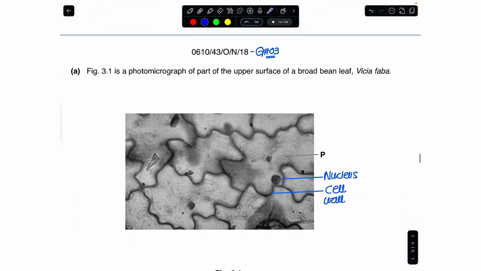If I were to come to this other question, this appeared in October November of 2018, and your variant for the theory was 4.3, and in your exam this was question number 3. Here they show you this figure 3.1, and this is a photomicrograph of a part of the upper surface of the broad bean leaf, Vicia faba. So this is coming from the leaf structure.